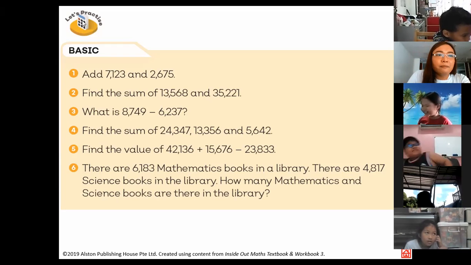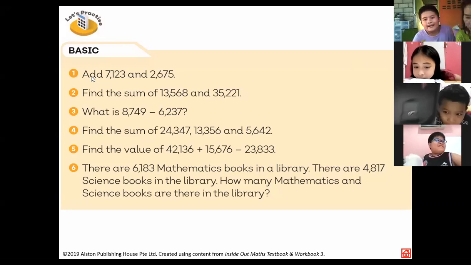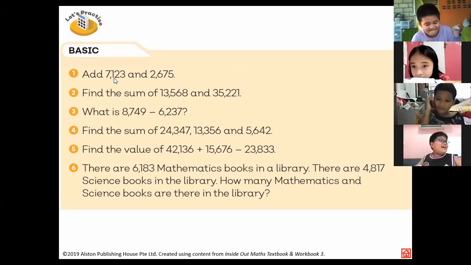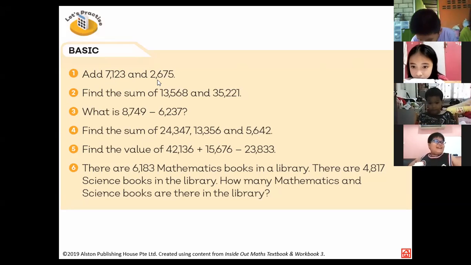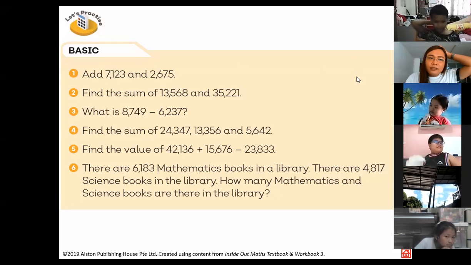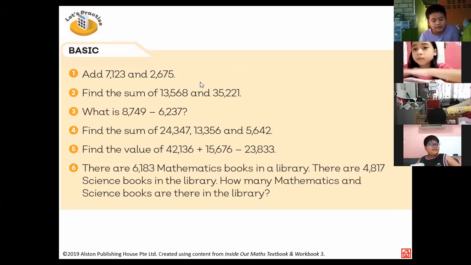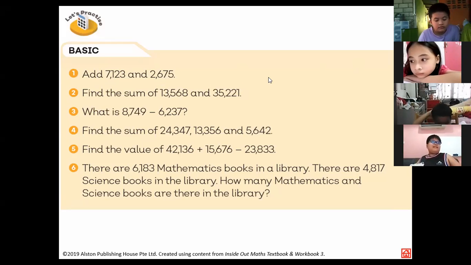Okay, time is up. So let's answer your work. I'm gonna call a student, or maybe you can raise your hand to answer number one. Number one, add 7,123 and 2,675. Who wants to answer? Okay, Pan Pan, what's the answer for number one? 9,798. Very good. So the answer is 9,798. Check.